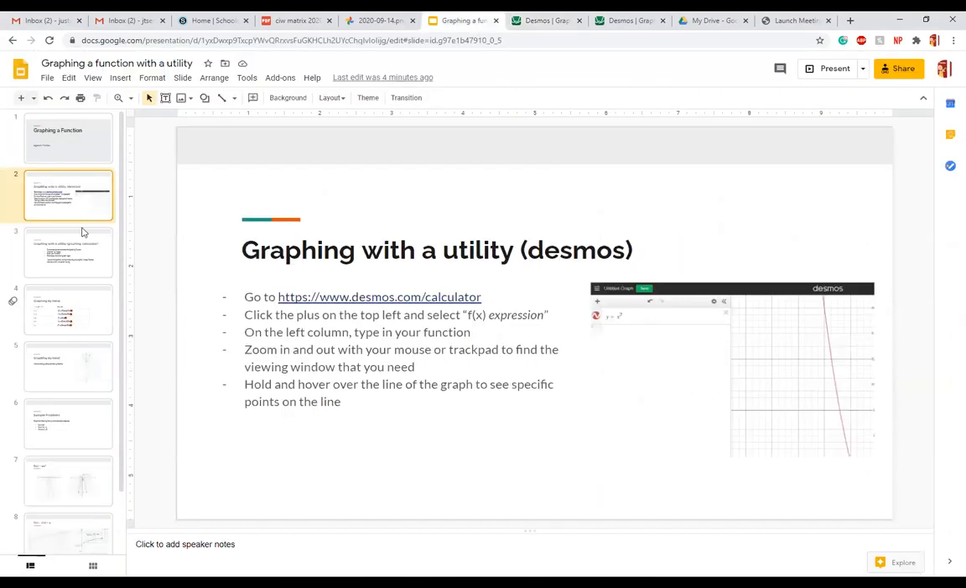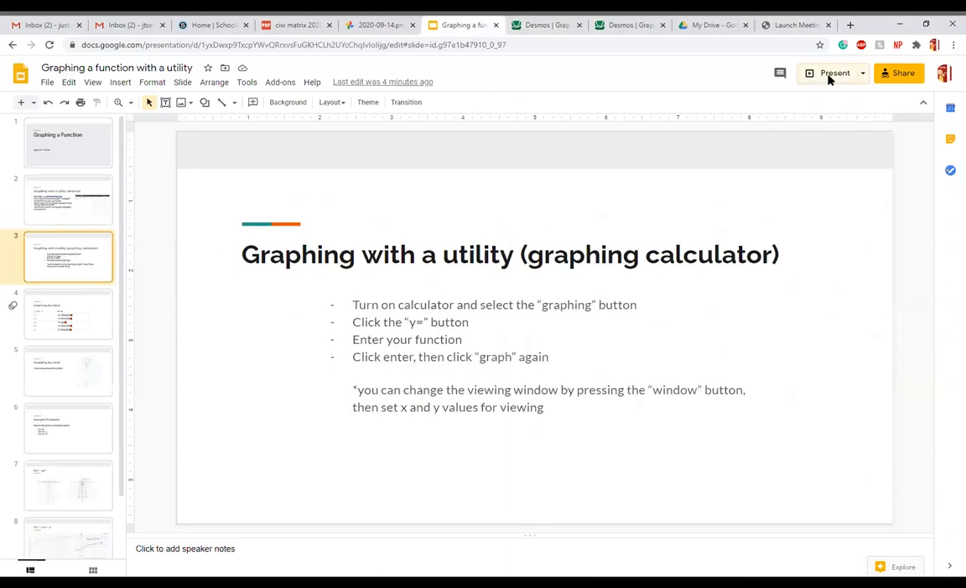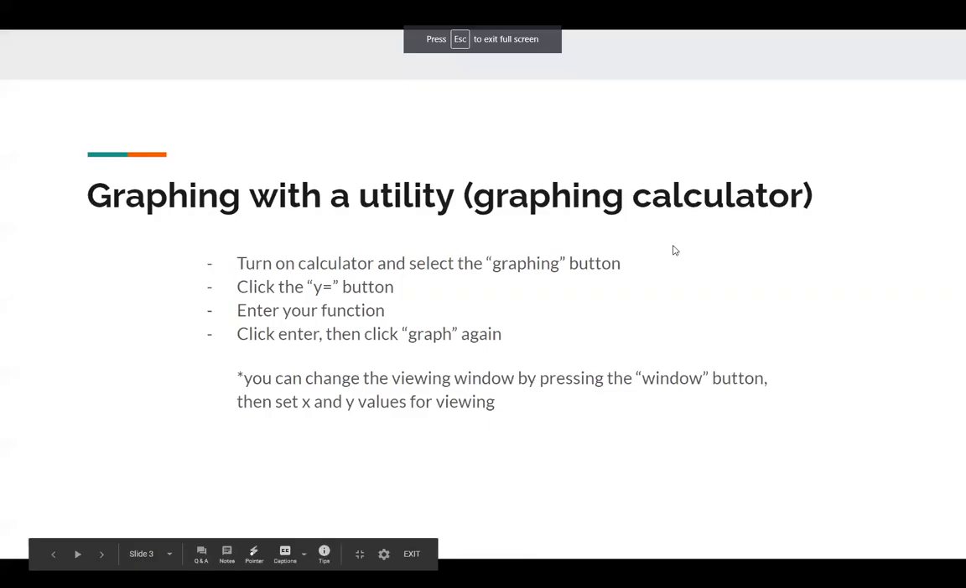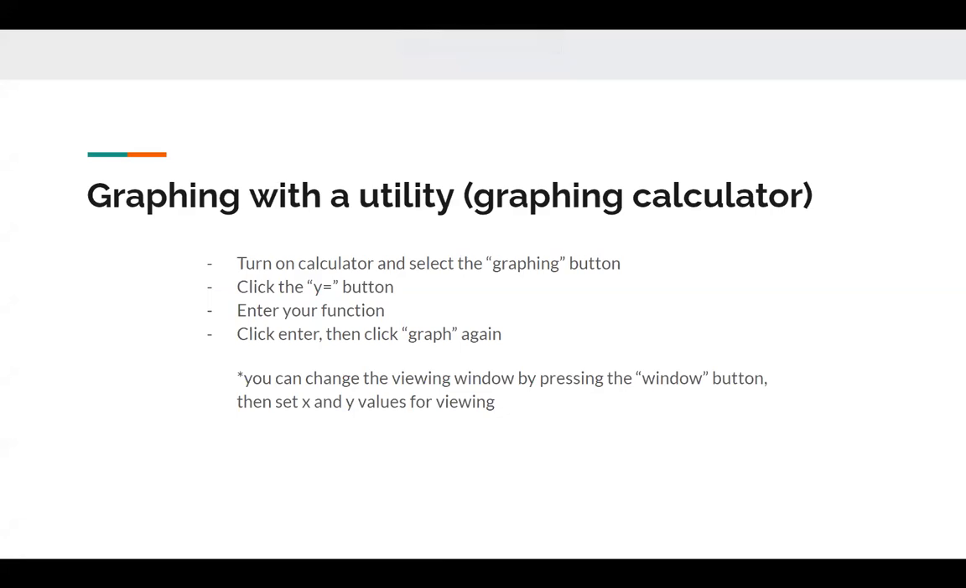Next, if you want to graph with a graphing calculator, you turn on the graphing calculator, and if you have a TI-84, on the top right, you'll have a button that says graph. You click that. And then on the left side, it'll be y is equal to, you'll click that button. And then you enter your function. Again, let's say x squared, and then you click enter on the bottom right. You click graph again, and you'll be able to see your function in graph form.